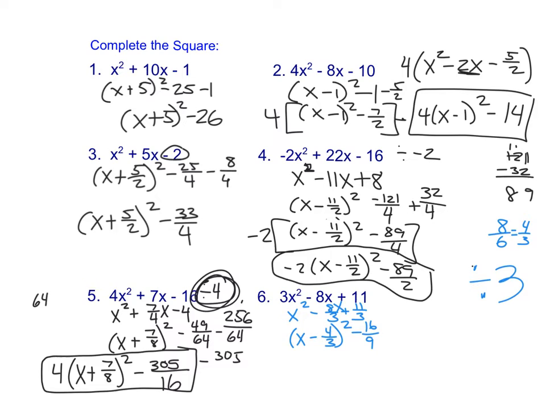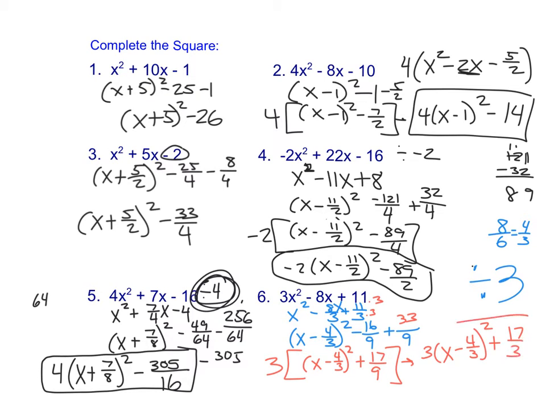And then we have to combine that with the 11 over 3. So 11 over 3. So I'm going to multiply times 3 times 3. So it's 33. So we have x plus 4 over 3 squared plus 17 over 9. Now I have to put the 3 back into the problem. So my final answer is 3 times x plus 4 over 3 squared plus 17 over 3. Whew. That's a little rough.